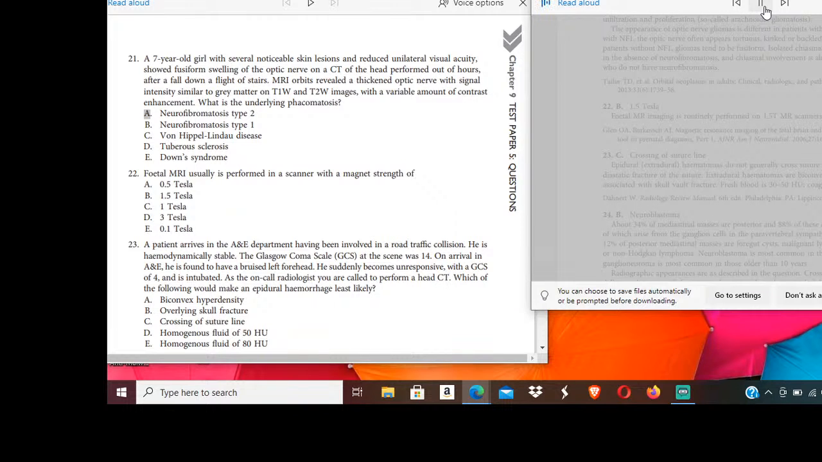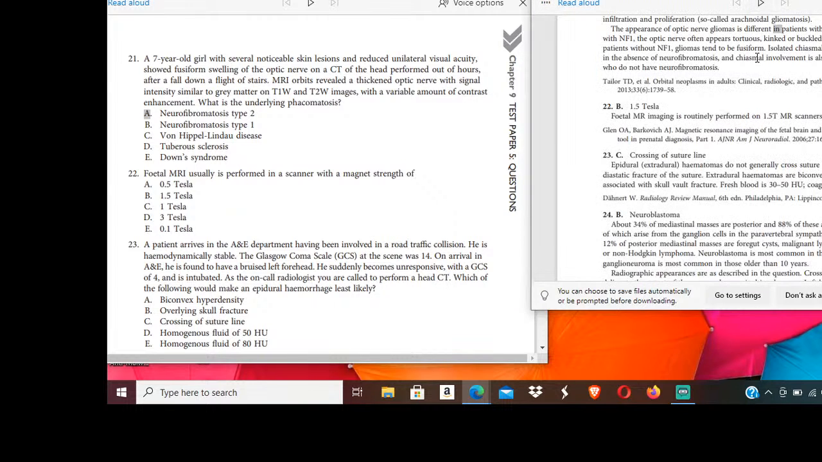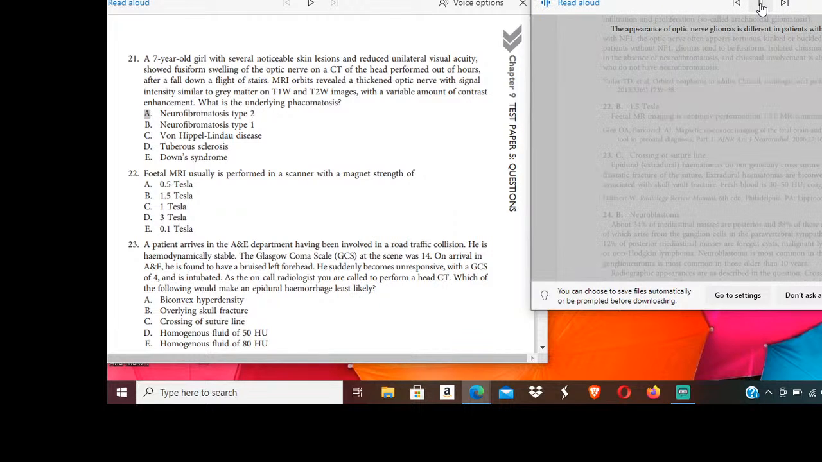The appearance of optic nerve gliomas is different in patients with and without NF1. In patients with NF1, the optic nerve often appears tortuous, kinked or buckled and diffusely enlarged. In patients without NF1, gliomas tend to be fusiform. Isolated chiasmal gliomas are more likely in the absence of neurofibromatosis, and chiasmal involvement is also more common in patients who do not have neurofibromatosis.